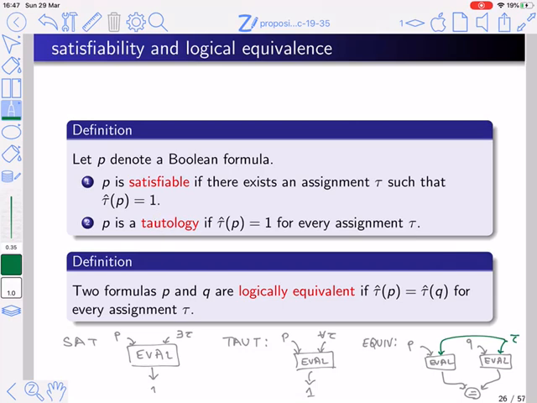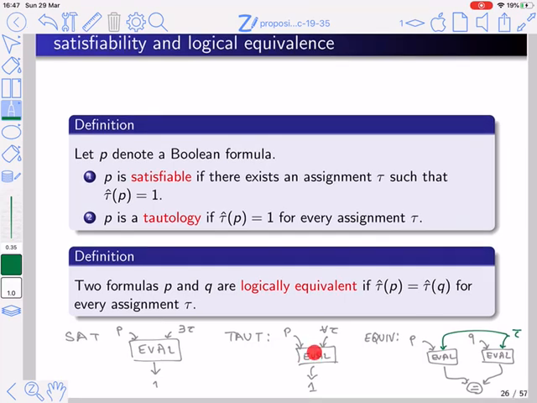P is a tautology if the value tau hat of P equals 1 for every assignment. So you see here the picture. We have our evaluation procedure. We have the formula P, and we require that for any assignment tau, the outcome of the evaluation procedure is 1.